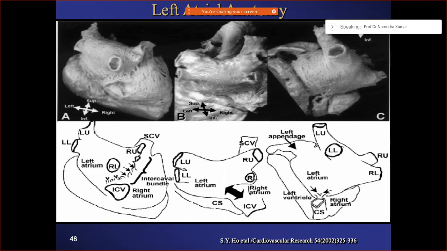So in AF ablation, what happens is they try to target those left-sided pulmonary veins. Yes, although for 25% of the triggers, they also explore on the right side as well. But majority of the times, they attempt to target the other side. So this is what I was telling you. If you look carefully, you will be able to notice the different orientation of the pulmonary veins as well.